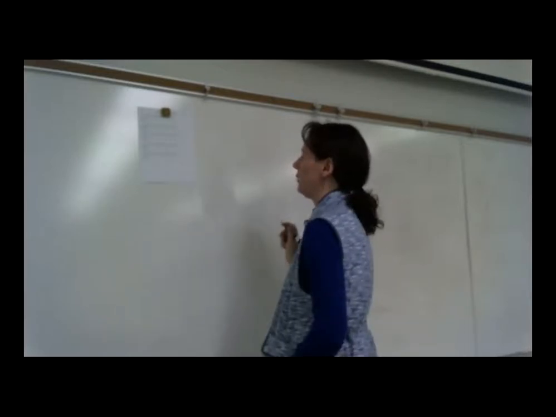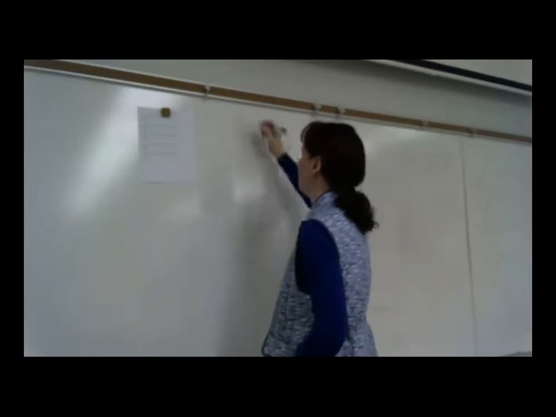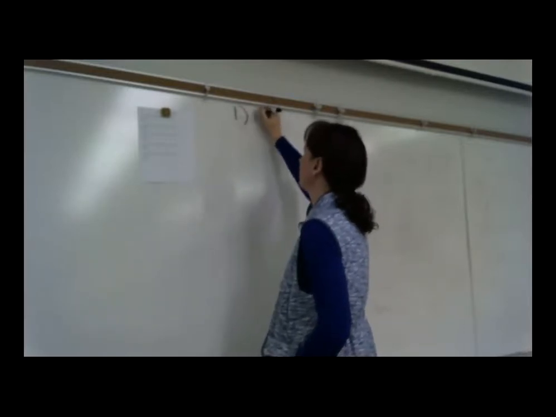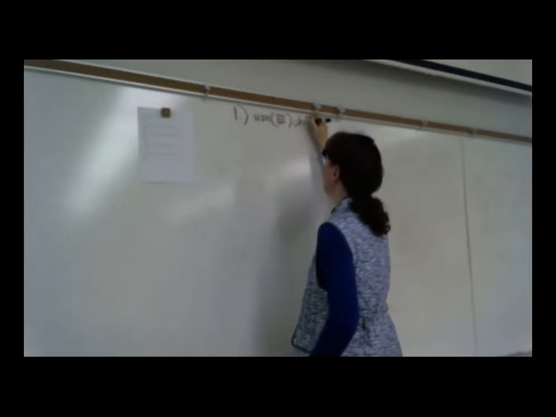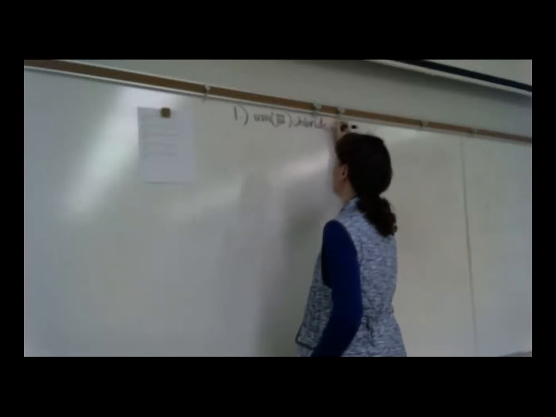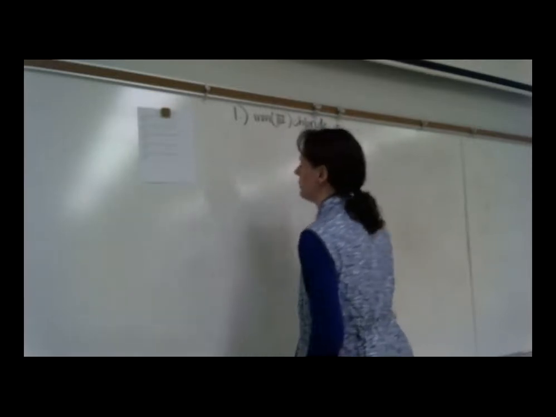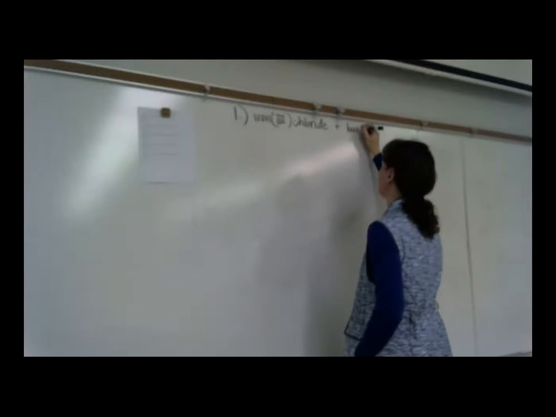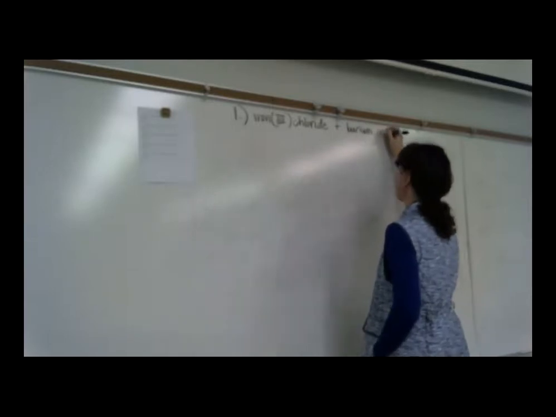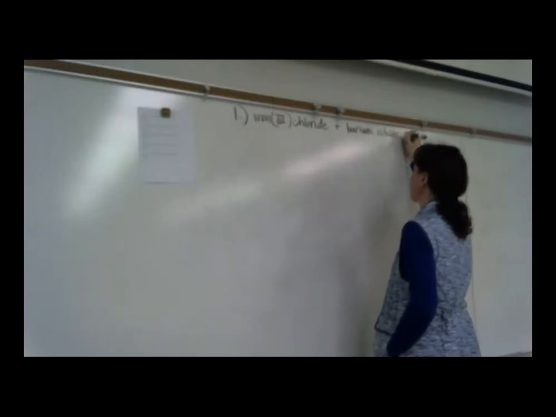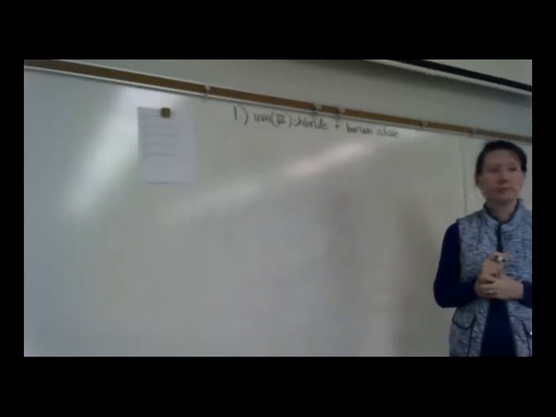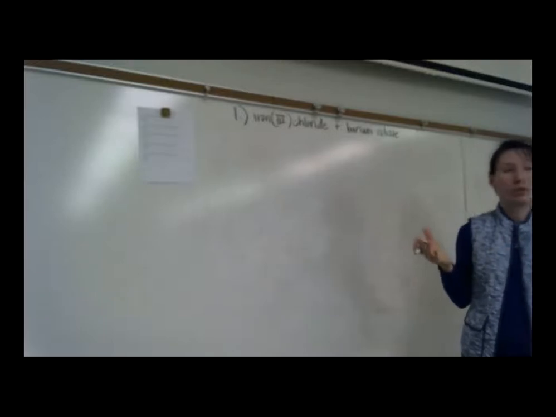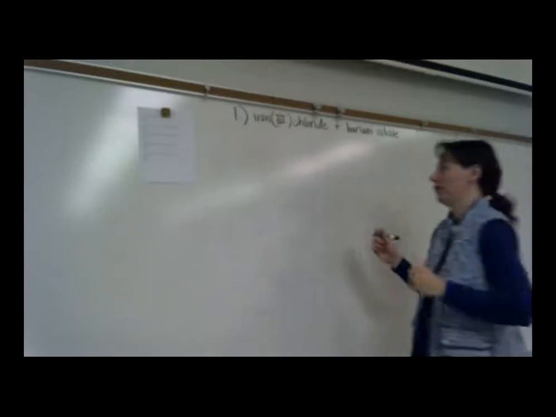All right, so the first problem says it's iron 3 chloride solution plus barium nitrate solution. Now these are both solutions. So do I need to look up to see if these are soluble? No, the problem tells me they're solutions. So therefore I know that they're soluble, right?